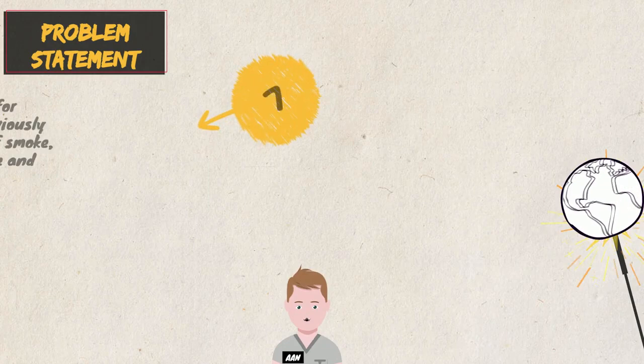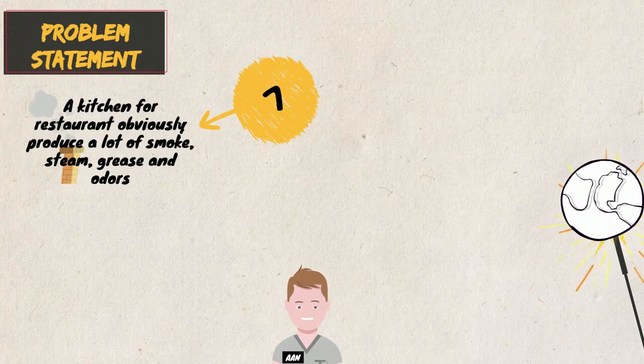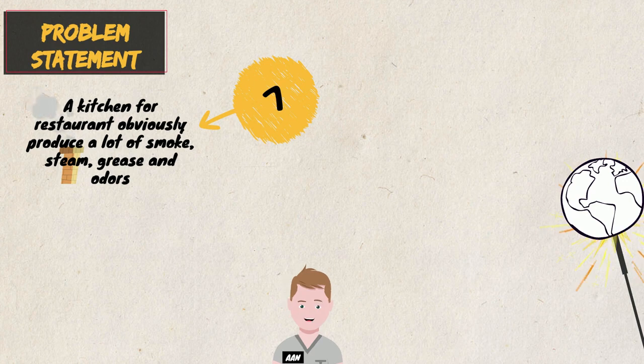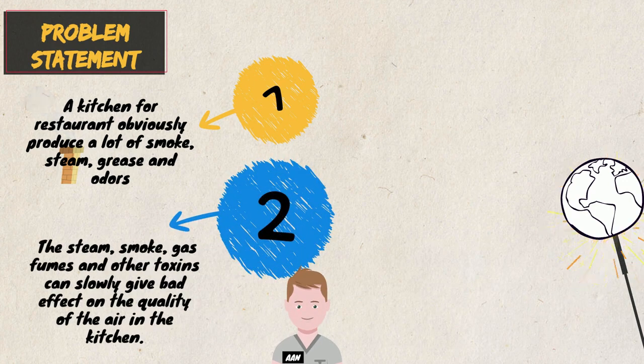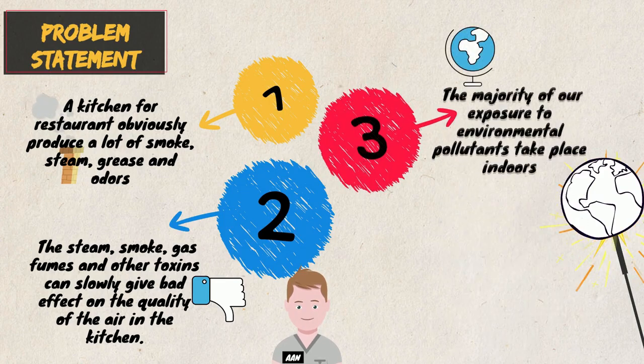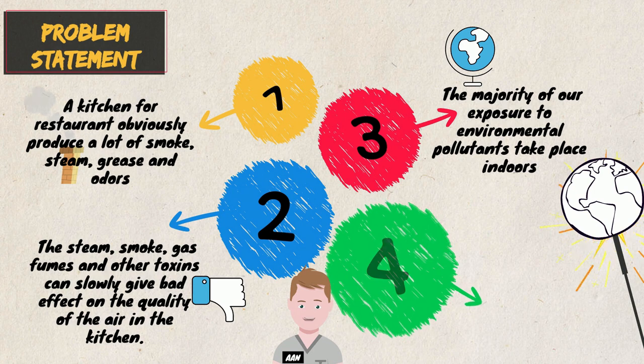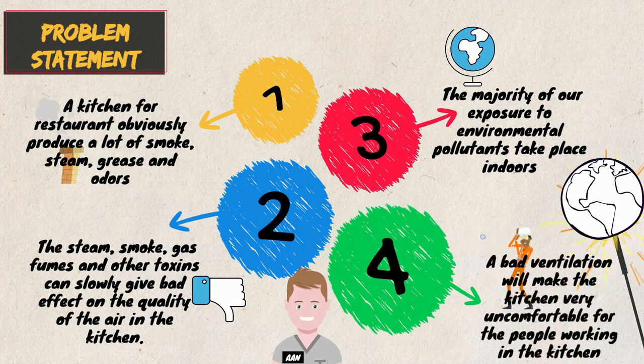Now we go into the problem statement. Firstly, a restaurant kitchen obviously produces a lot of smoke, steam, grease and odors. Secondly, the steam, smoke, gas, odors and other toxins can slowly have a bad effect on the quality of the air in the kitchen. Next, the majority of our exposure to environmental pollution takes place indoors. Lastly, bad ventilation will make the kitchen very uncomfortable for people who work in it.